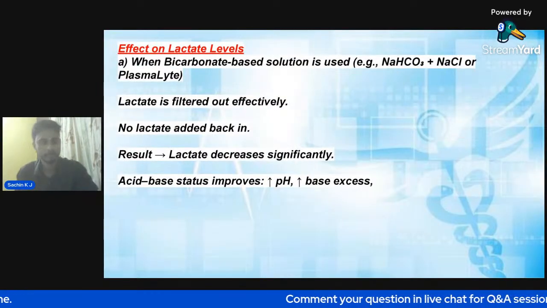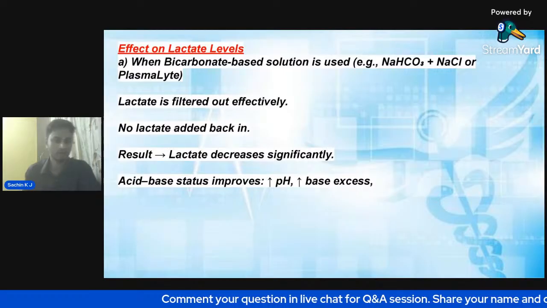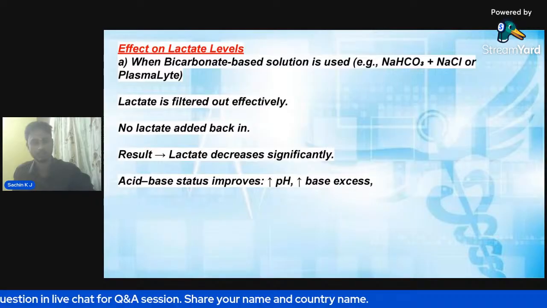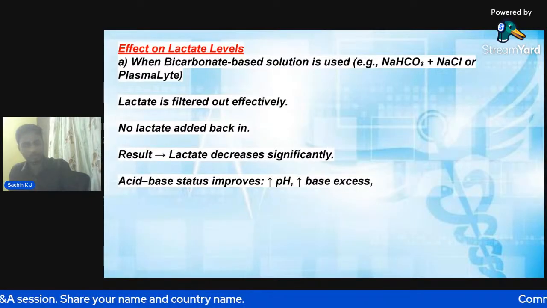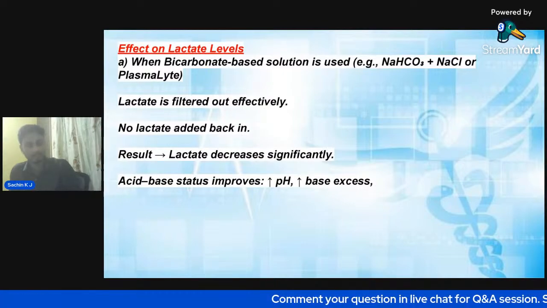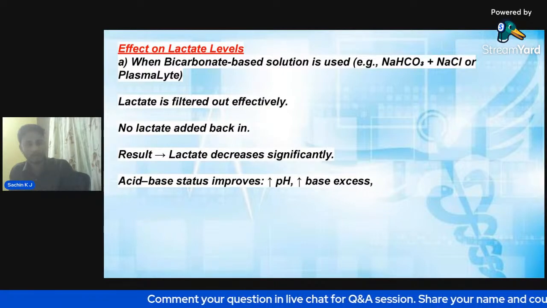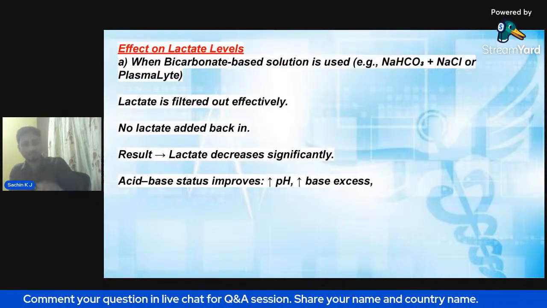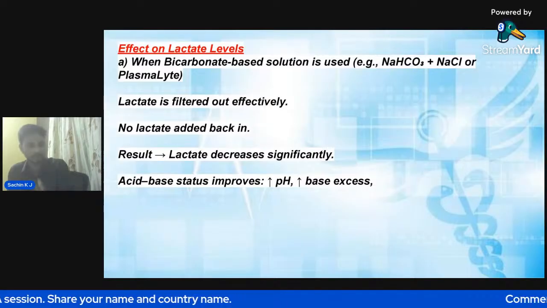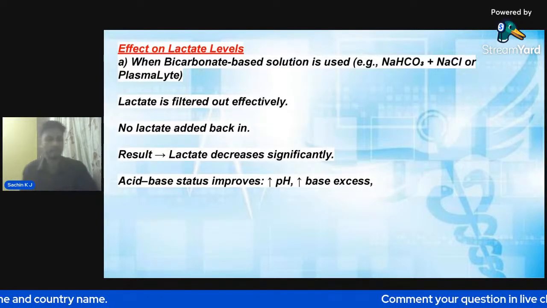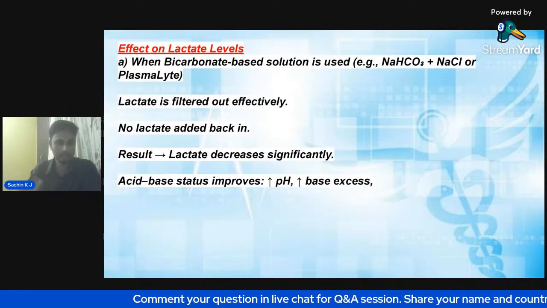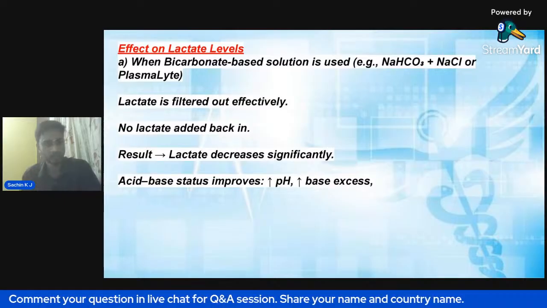So next one, sir. Effect on lactate level. How will the lactate level decrease during ZBUF when a bicarbonate-based solution is used? For example, bicarbonate plus NS or Plasmalyte. So lactate is filtered out effectively. No lactate is added back in, so lactate decreases significantly because acid-base will balance and pH level will increase and base excess will also increase. We are maintaining pH level and base excess, meaning lactate level significantly decreases. Next one.